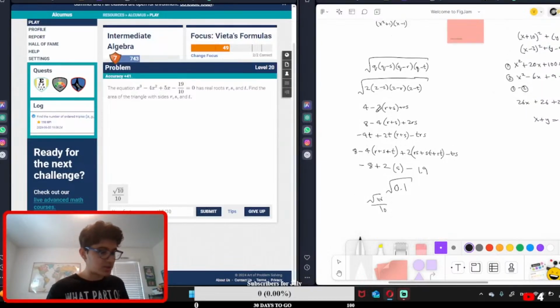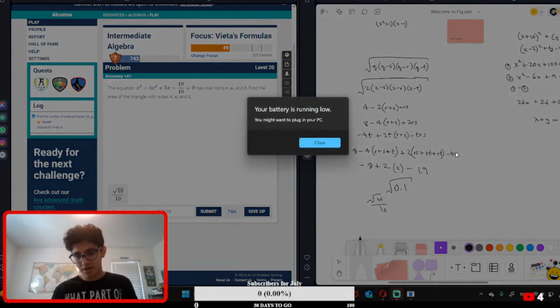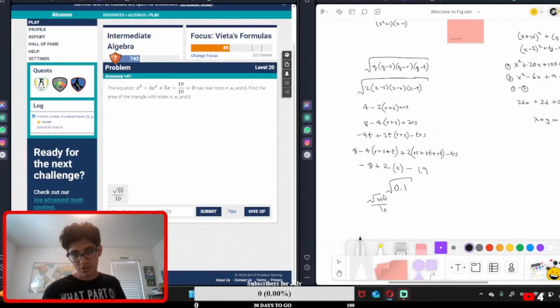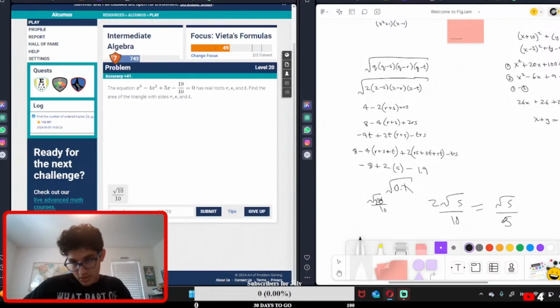Now the thing is, I've already wasted one of my chances, so I'll have to be extra careful. I did the q minus s, q minus r, q minus t. That's all I did. So I now need to multiply it by 2, which would make a 2 in front, right? So it'll become 0.2, which means that this is just 20, and then we can make that 2 root 5 over 10, which is just root 5 over 5. Now let's check if that's correct, because it's root 2, which means it's root.